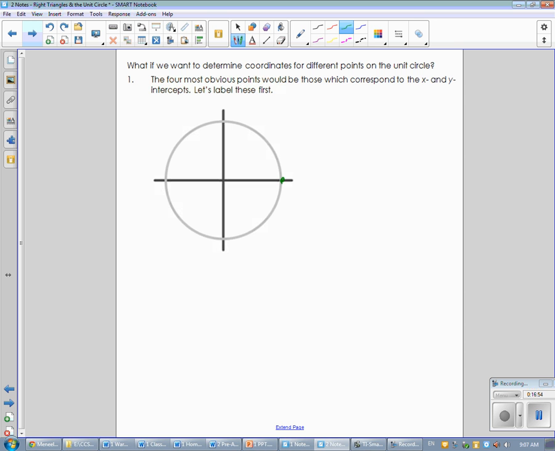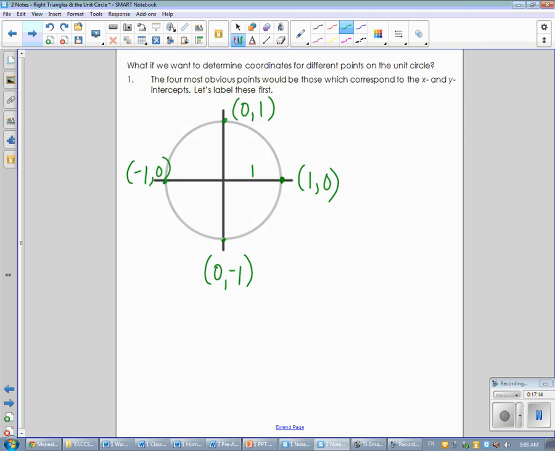So for example, remember our radius is 1. And so if I want to find the coordinates for this point, I know it's just going to be 1, 0. The coordinates for this point, the x value is 0 this time, but the y value is 1. For this point, it's going to be negative 1, 0. And for this point, it's going to be 0, negative 1.